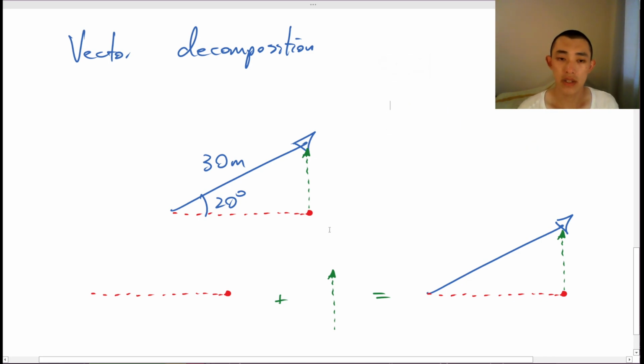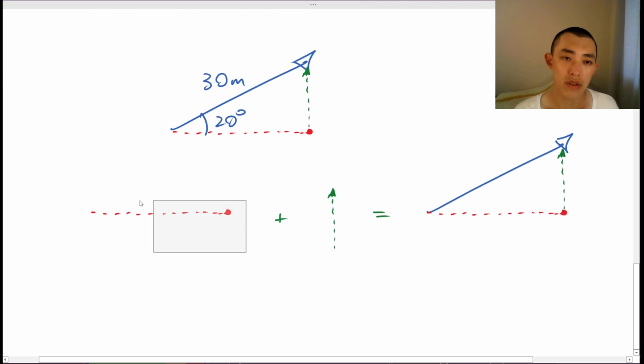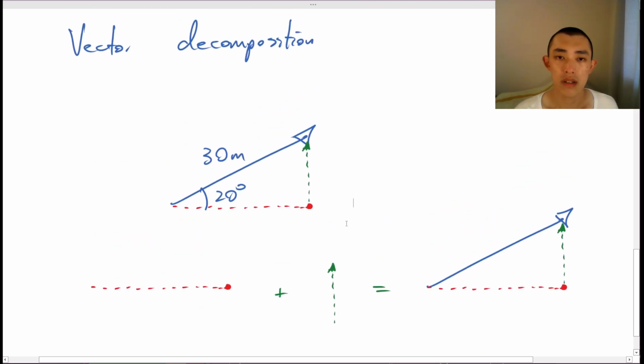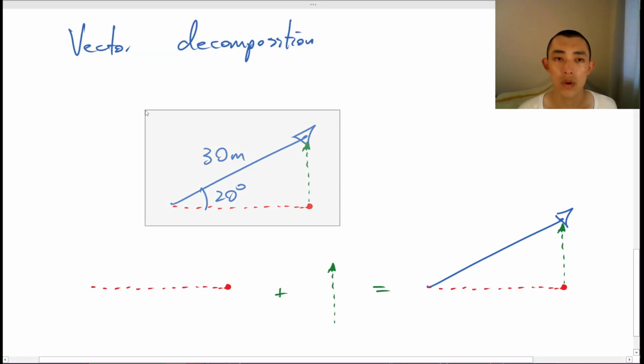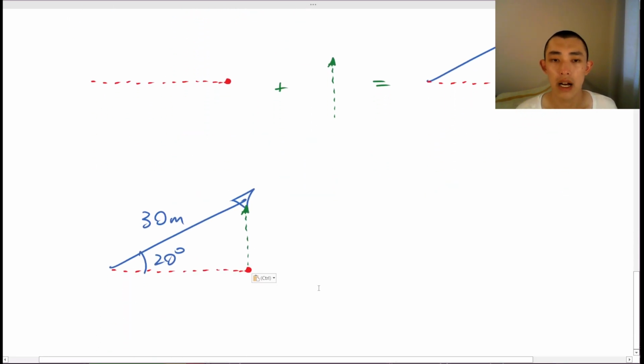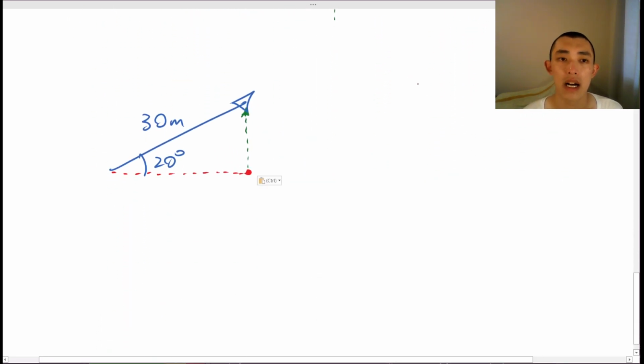So now the tricky part is, let's actually be able to figure out what this red and this green thing are. Thankfully, we can use the power of trigonometry. So let's figure out this red one first. By considering this triangle here, we can do a little bit of a trick. So if I bring this down, we can say that cosine 20 is equal to, let's call this adjacent, adjacent over our hypotenuse of 30 meters.